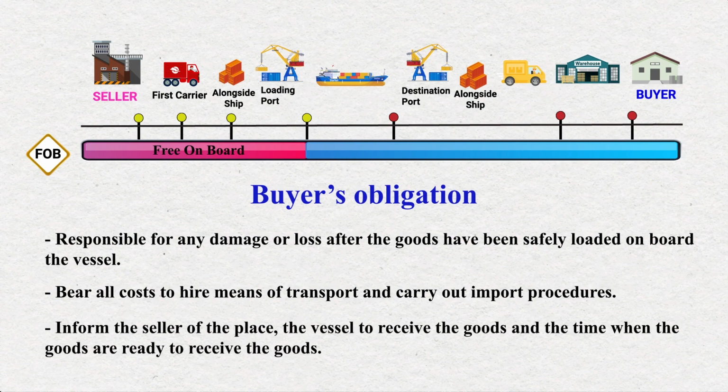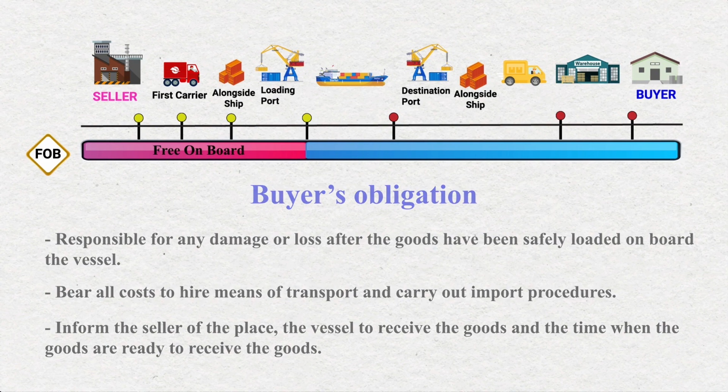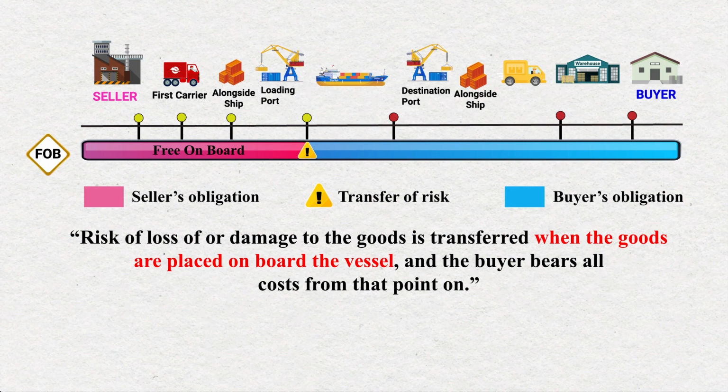Inform the seller of the place, the vessel to receive the goods and the time when the goods are ready to receive the goods. Risk of loss of or damage to the goods is transferred when the goods are placed on board the vessel, and the buyer bears all costs from that point on. FOB is used with ocean freight.